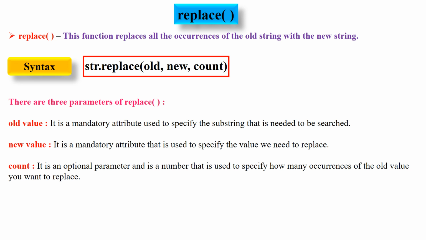There are 3 parameters of replace function. Old value: it is a mandatory attribute used to specify the substring that is needed to be searched. New value: it is a mandatory attribute that is used to specify the value we need to replace. Count: it is an optional parameter and is a number that is used to specify how many occurrences of the old value you want to replace.